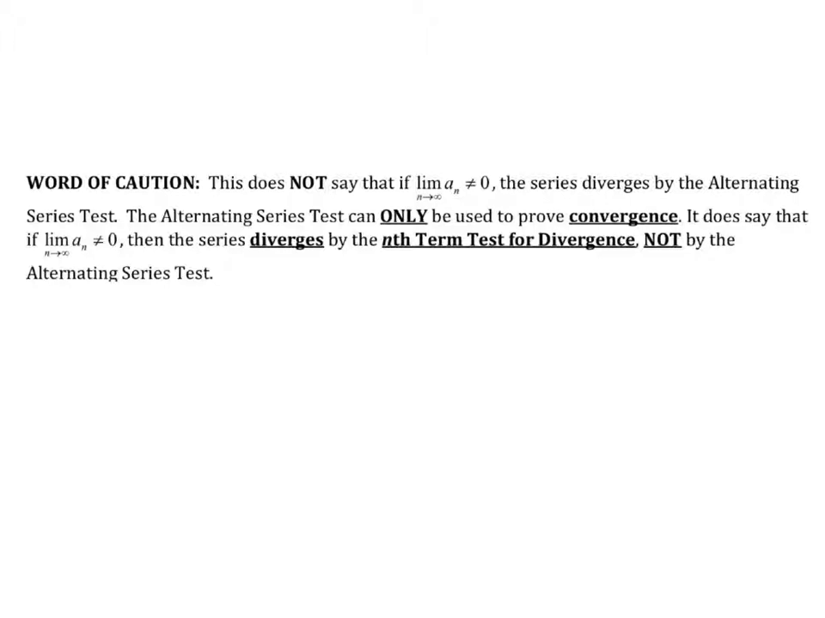First, let's talk about a little bit of caution here. This does not say that if the limit is not equal to 0, the series diverges by the alternating series test. The alternating series test can only be used to prove convergence, not divergence. That's going to be your nth term test. So be careful with that. The wording there is very important.